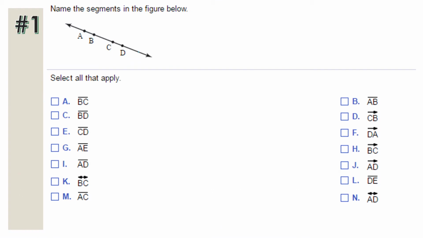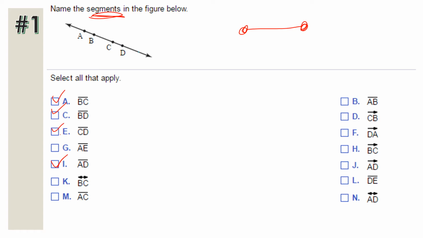So name the segments in the figure below. They actually give us answers here. Segments mean that it has two endpoints, so it has to have a point and a point, two endpoints. So BC would work, BD would work, CD would work. AE would not work because there is no point E on the line. Line segment AD would also work.